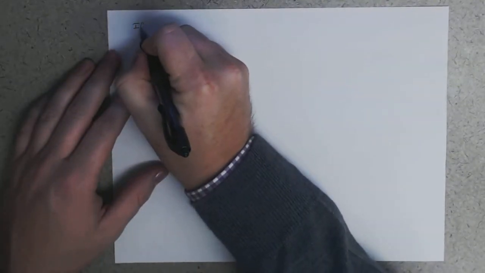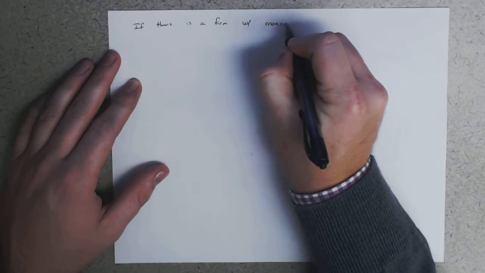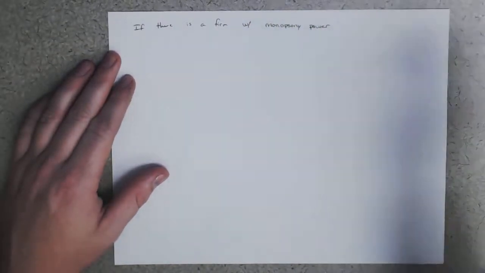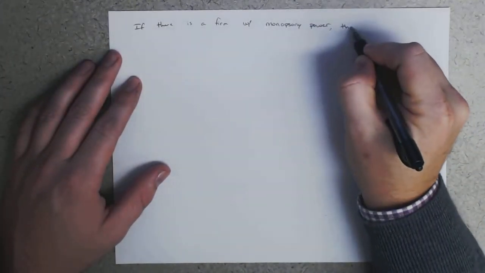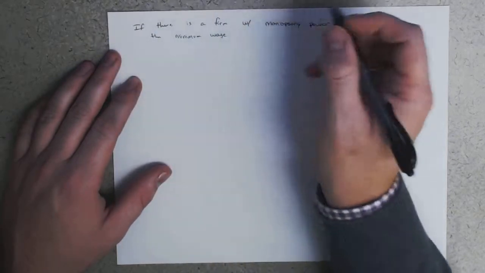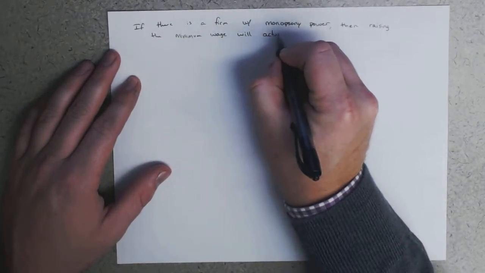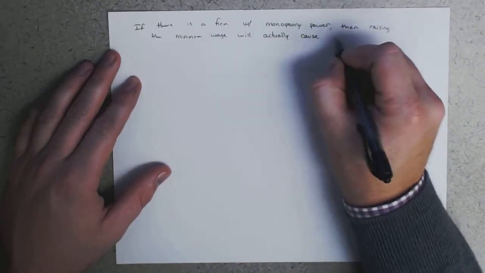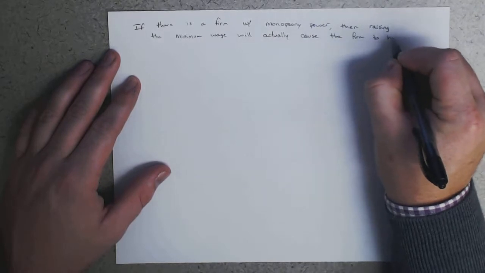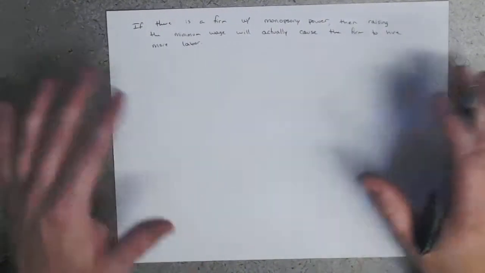And so the interesting thing that a lot of labor economists will say is that if there is a firm with monopsony power, which is basically just an upward sloping labor supply curve, then raising the minimum wage will actually cause the firm to hire more labor. And this flies in the face of everything that you've learned, or at least that you should have learned.